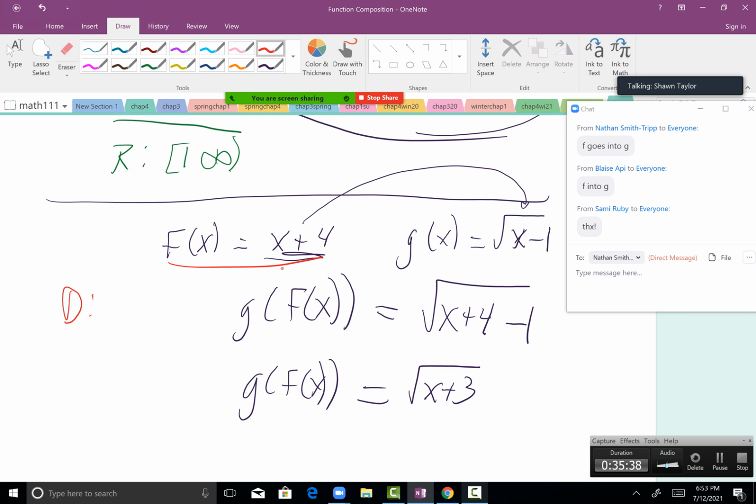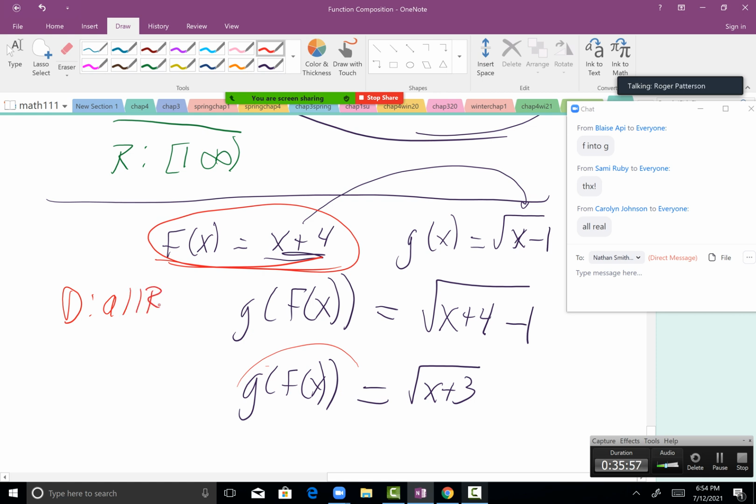-3 to infinity. Hold it. Now I'm not saying this. Okay, I'm saying this. You start with the f. What's your domain for f? It's all real numbers. So there's no limitations. We're solid.